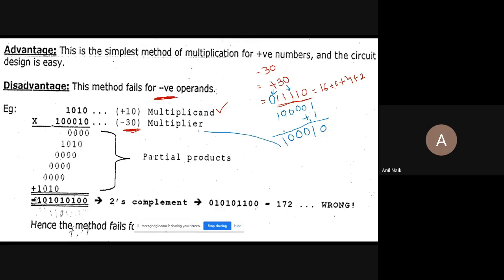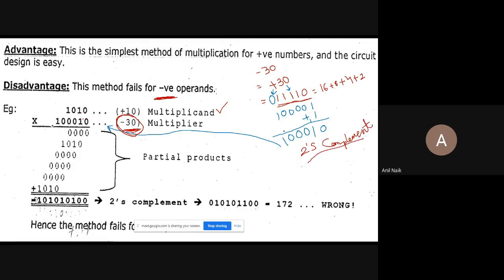Okay. So this is your number. While performing any division or multiplication operation for a signed number, like minus 30, the computer will consider it in 2's complement form. Which form will the computer consider? 2's complement form.